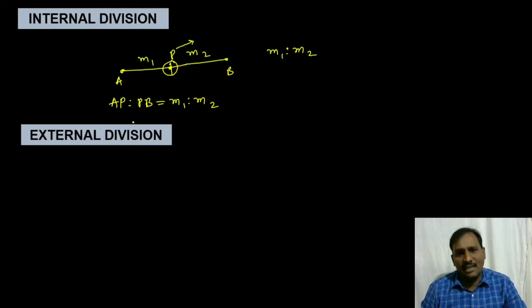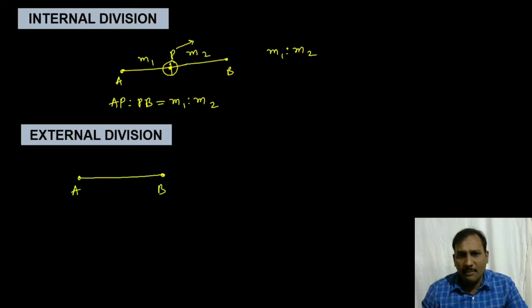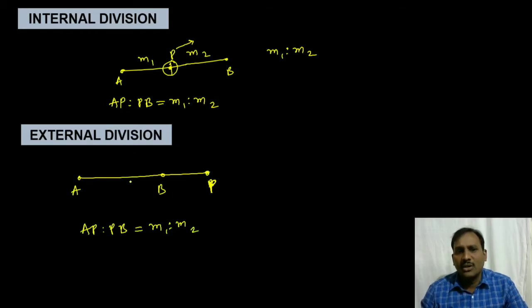So next one is external division. What is external division? Suppose you have A and B, 2 points, and there is a point P outside AB, not in the middle of AB, not in between A and B. So now AP is to PB is, let us say again, M1 is to M2. Then we say that P is dividing in the ratio of M1 is to M2 externally. From here to here it is M1 and from here to here it is M2. So it is not in between A and B. P is outside AB. So such type of division is called external division.